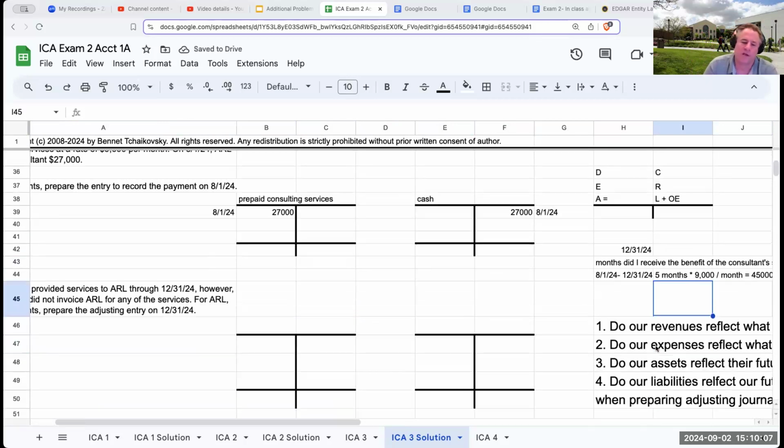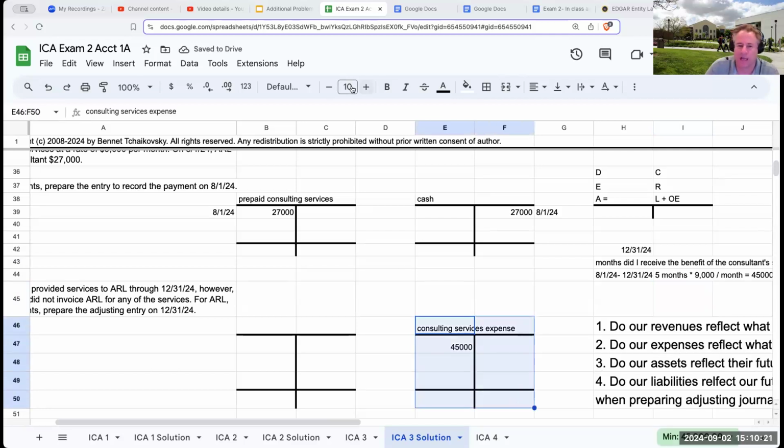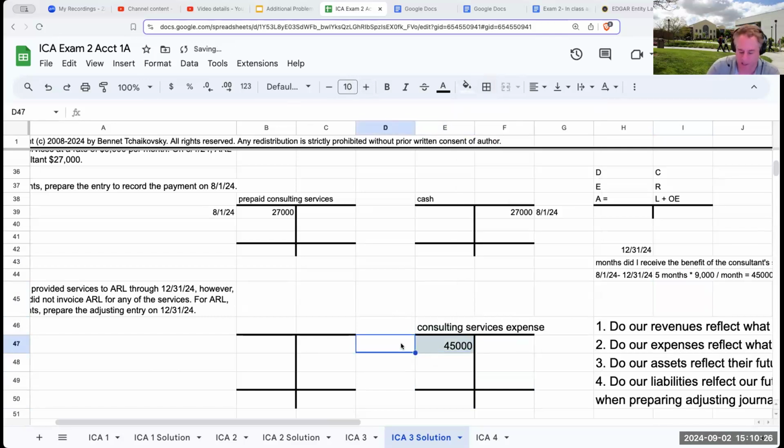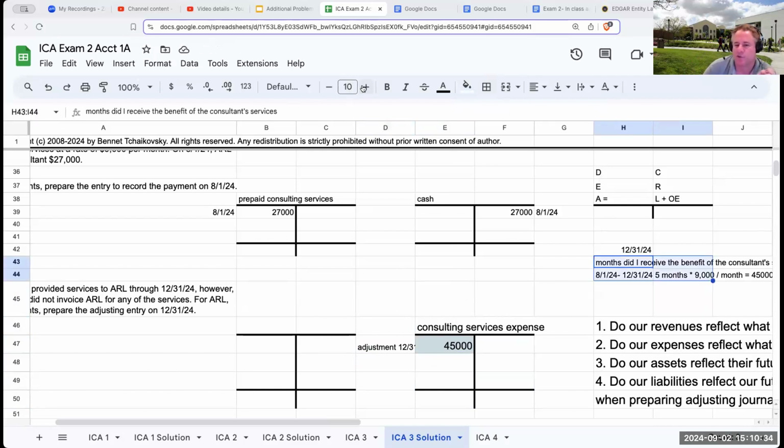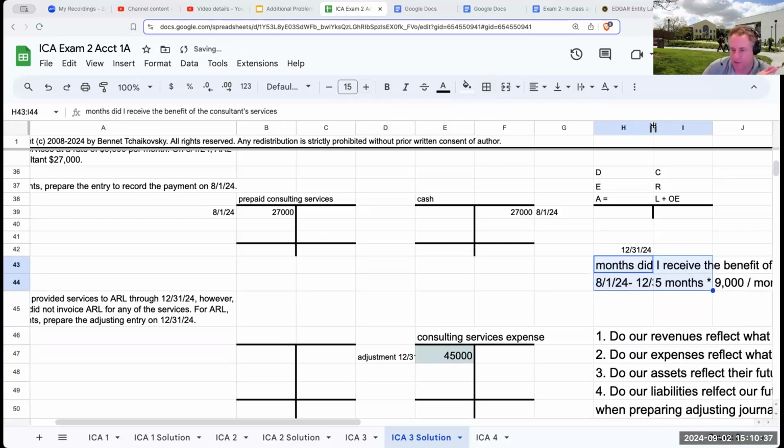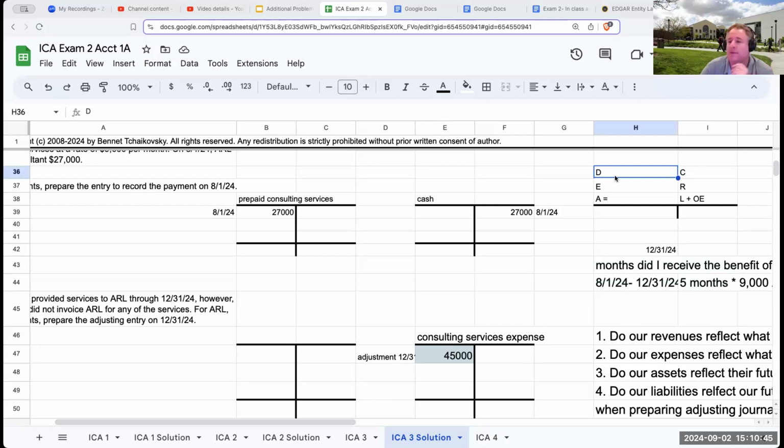When you get this kind of question, we want to make sure that the revenue or expense is correct first. We're going to record consulting services expense for $45,000. This is the first part of my adjustment. So I'm going to debit consulting services expense. I've used their services for 5 months, so I need to record an expense to reflect the usage. How do I record an expense? I do so with a debit.